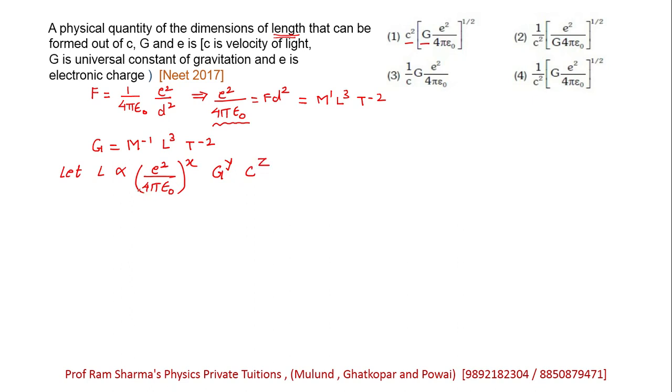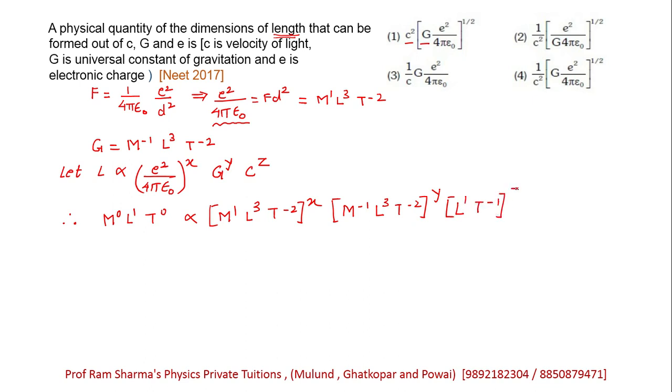And now let's solve, substituting the dimensions. On the left hand side we have only length, so the dimension of length can be written as M⁰ L¹ T⁰ proportional to e squared upon 4 pi epsilon naught. We already got the dimension as M¹ L³ T⁻² and the power is x. For G we know the dimension is M⁻¹ L³ T⁻² and power is y, and c is speed of light, L¹ T⁻¹, and the power is z.